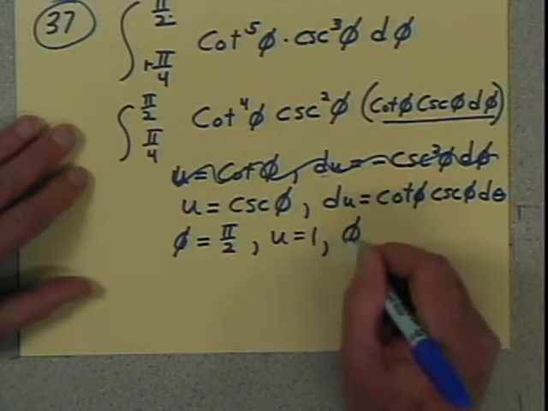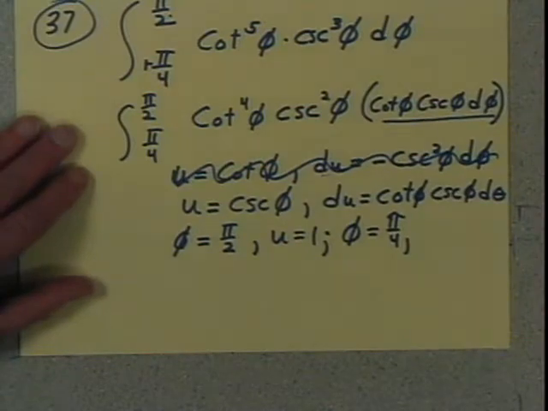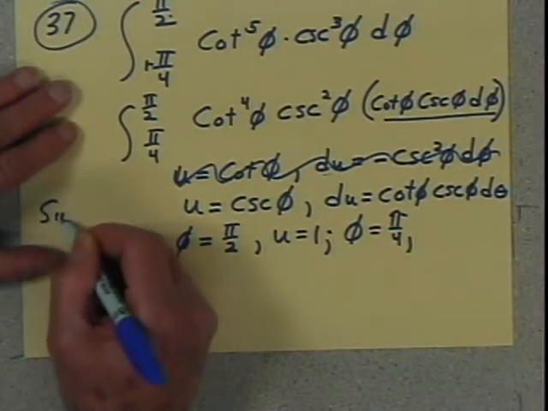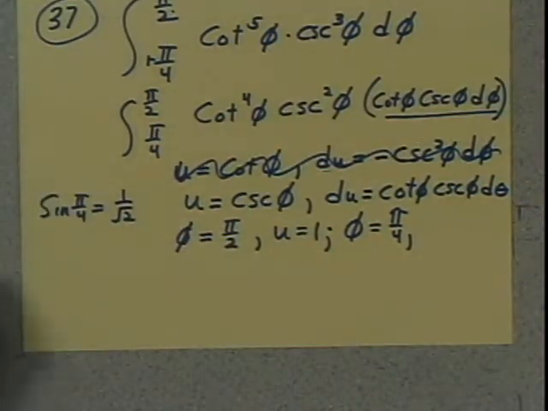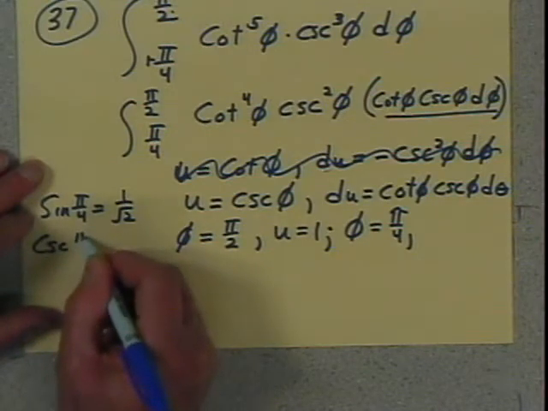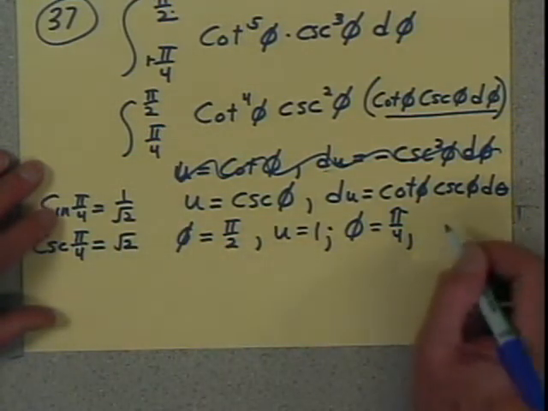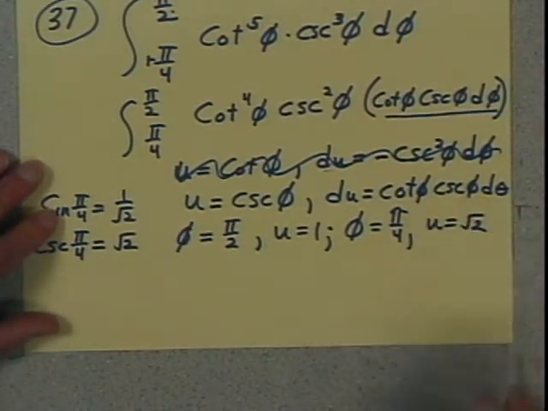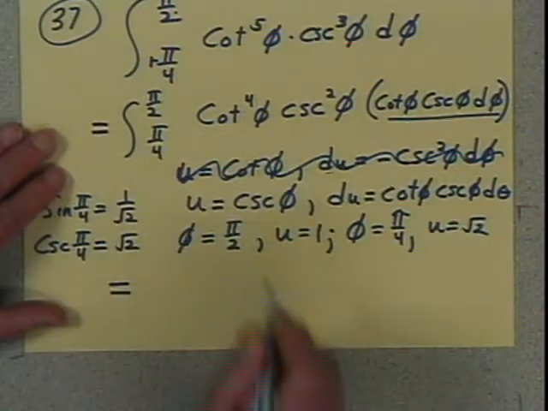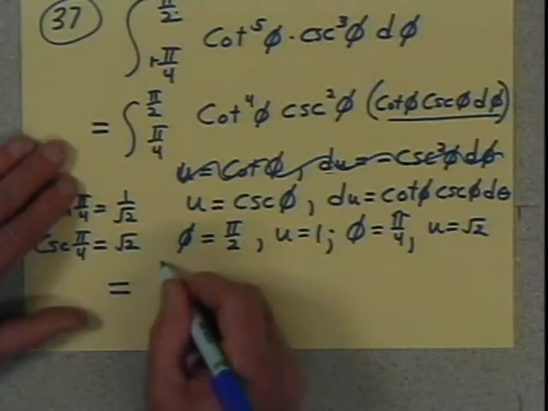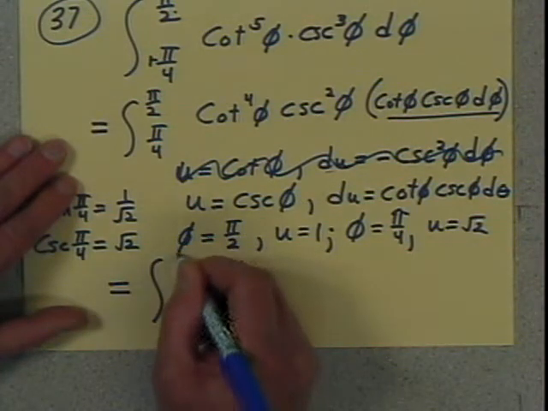Okay, what if phi is equal to pi over 4? What's the cosecant of pi over 4? Well, the sine is 1 over the square root of 2, sometimes written as square root 2 over 2, but I left it that way so it's clearly the reciprocal. Cosecant of pi over 4 would be the reciprocal. Okay, therefore, continuing, the new limits of integration have to go from square root of 2 to 1.